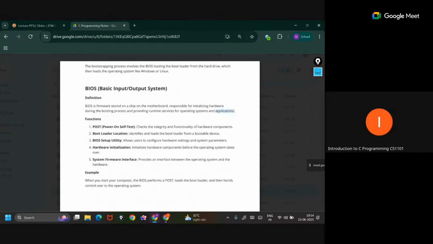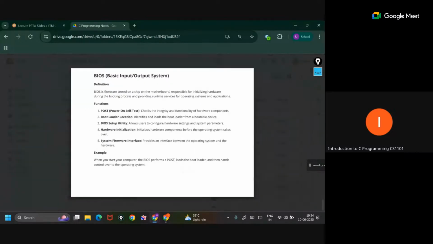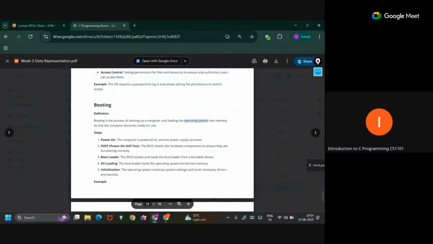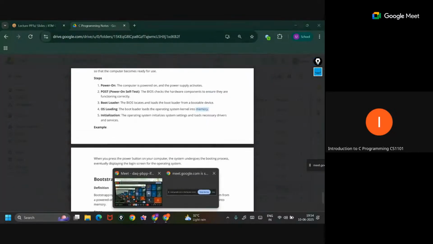And BIOS stands for basic input and output system. It is stored on the motherboard and initializes the hardware during the booting process. First is the power on self test, which checks the integrity and functionality. Then the bootloader starts, then the BIOS setup utility, which configures the hardware systems. And then hardware utilization is done, then the system firmware interface. So these are all the topics discussed for week 2.